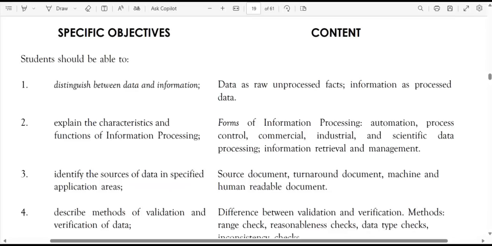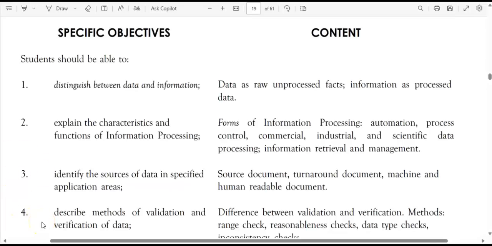All right. Now we are going to explain the characteristics and functions of information processing. The forms of information processing are automation, process control, commercial, industrial, and scientific data processing, information retrieval, and management. Now we are going to try and explain these as much as possible.